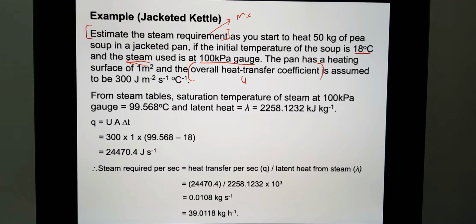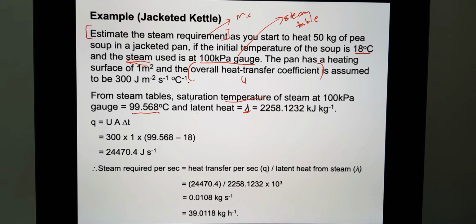For these values, you need to use the steam table in order to get the temperature as well as the value for the latent heat, the lambda. Basically, you can find this value on your own because you have learned how to use the steam table.